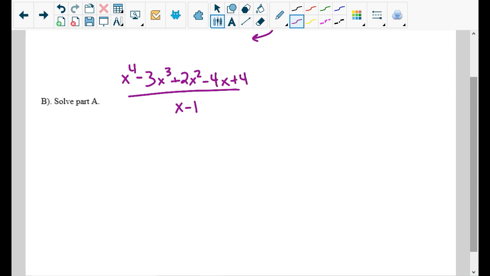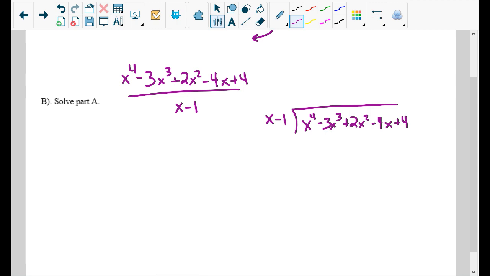So we have x minus 1 out front. Inside we have x to the fourth minus 3x to the third plus 2x squared minus 4x plus 4. And again, now we can do our multiplication. So what do I need to multiply x by to get x to the fourth? Well, I need 3 more x's. So x to the third times x is x to the fourth. X to the third times negative 1 is negative 1x to the third.